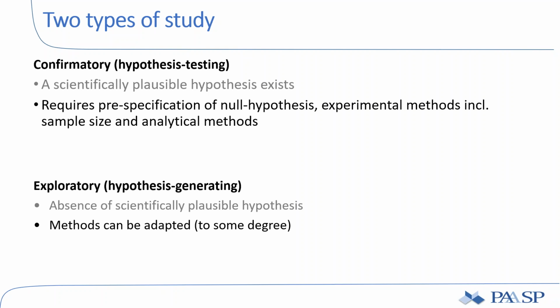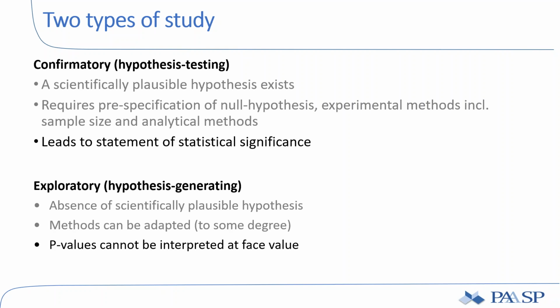The confirmatory study, to be taken seriously as such, requires that you have pre-specified not only a null hypothesis, but also all main experimental methods, including sample sizes and analytical methods. In contrast, in an exploratory study, you can adapt methods to some extent. At the end of it, the confirmatory study leads to a statement of statistical significance, which actually is a binary decision. You reject the null hypothesis or you don't. In contrast, in an exploratory study, the p-value cannot be interpreted at face value, for reasons I'll go into both today and tomorrow.